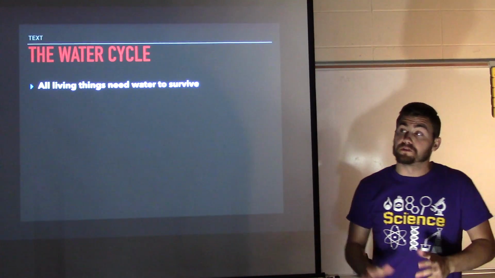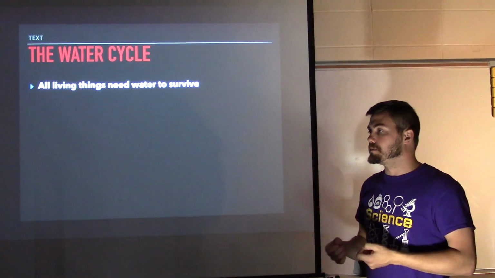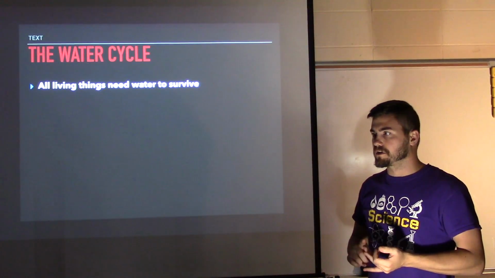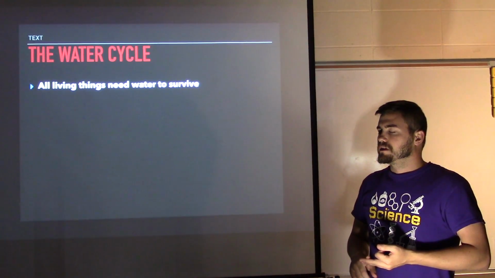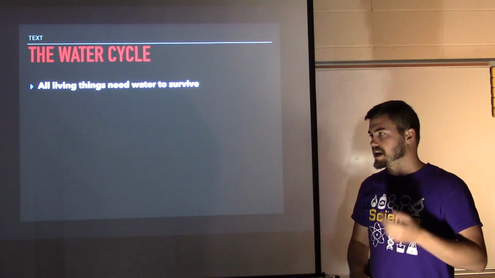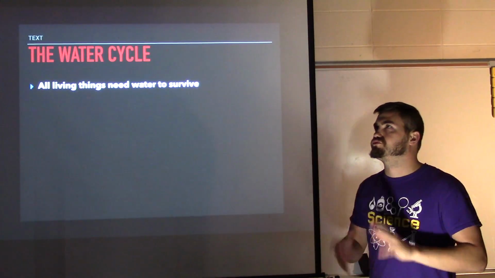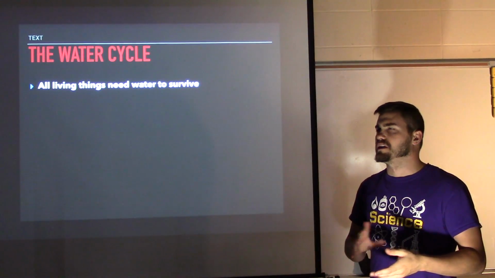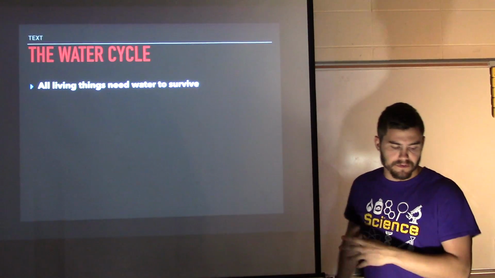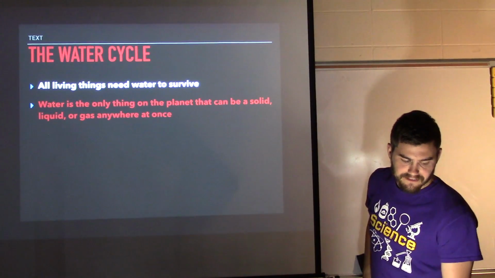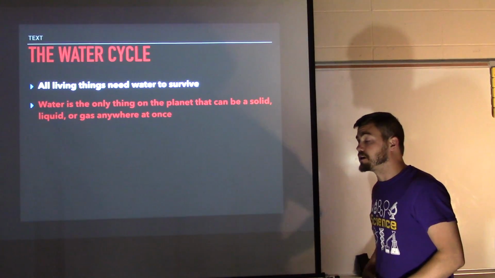So we'll do specific matter cycles: water, carbon, phosphorus, nitrogen, and I think that's it. Maybe I'm forgetting one, but we'll see. So you need water to survive. Water, we talked about its properties.